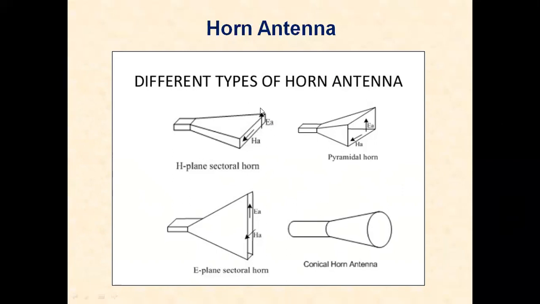Here we have the E-plane and this is the H-plane. H-plane is through the broader wall. So it is a H-plane sectorial horn. H-plane sectorial horn is the horn which is flared out in horizontal direction. This is flared out in horizontal direction.